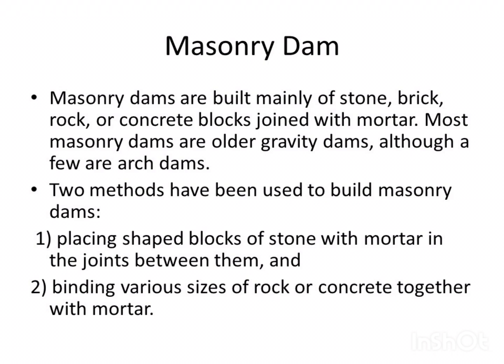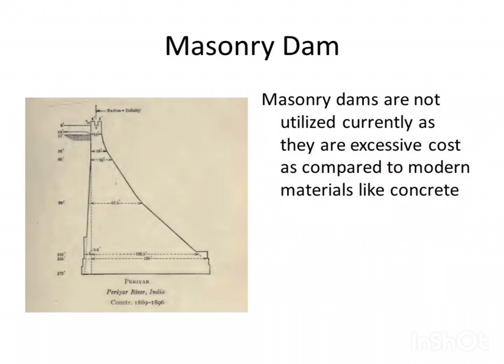So, masonry dams are built majorly of stone, brick, rock, or concrete blocks joined with mortar. Most masonry dams are older gravity dams, although a few are arch dams. Two methods are used to build masonry dams: placing shaped rocks or stone with mortar in the joints between them, and binding various sizes of rock or concrete together with mortar. Masonry dams are not currently used as they are excessively costly as compared to modern materials like concrete.